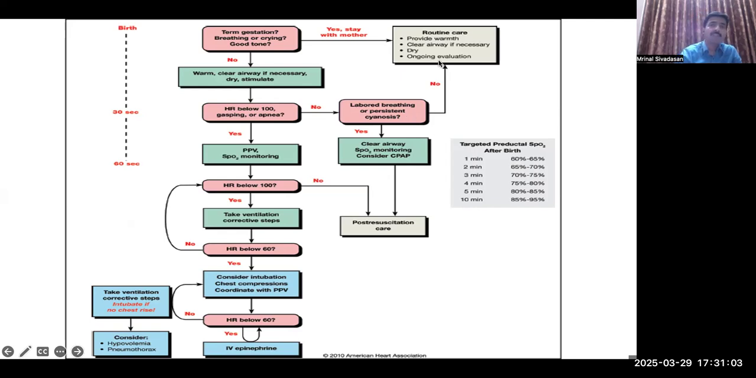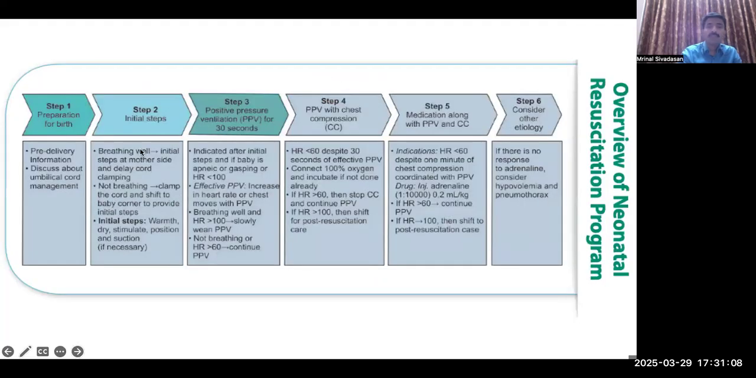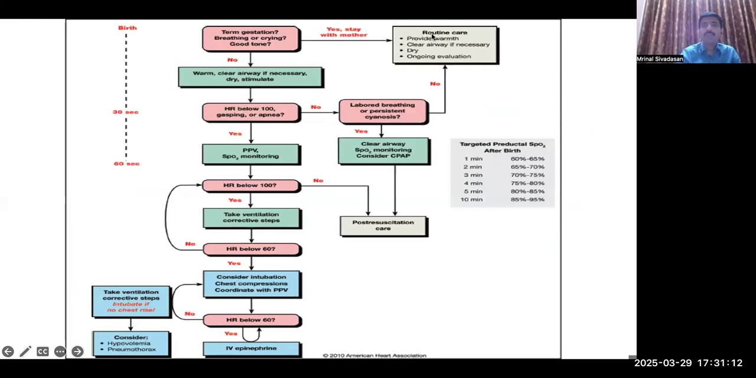Now, if the baby was crying initially, then you go for routine care. And routine care means provide warmth, keep the baby on the mother's abdomen, clear the airway, dry, and remove the wet linen and clamp the cord after 1 minute. This is called delayed cord clamping.